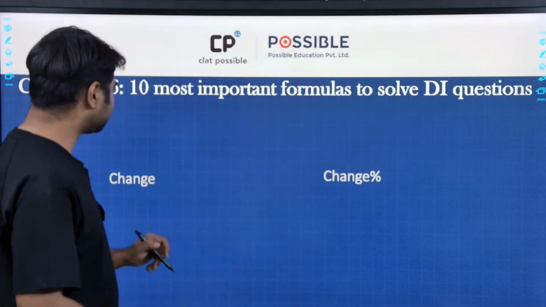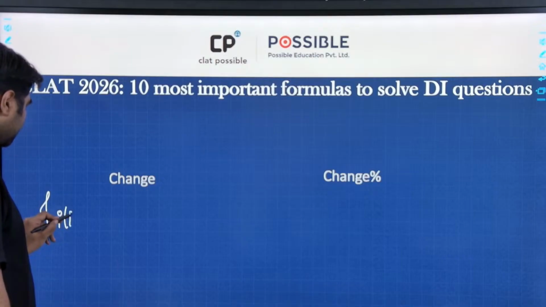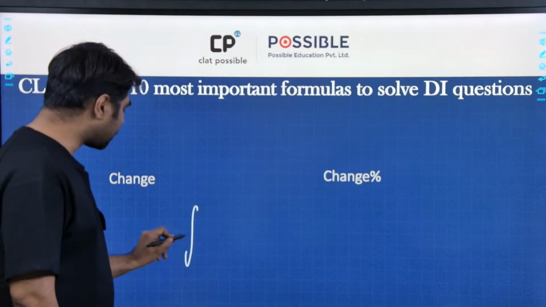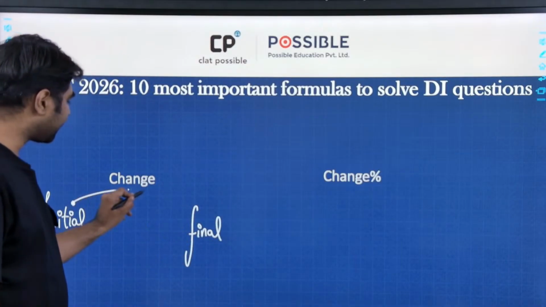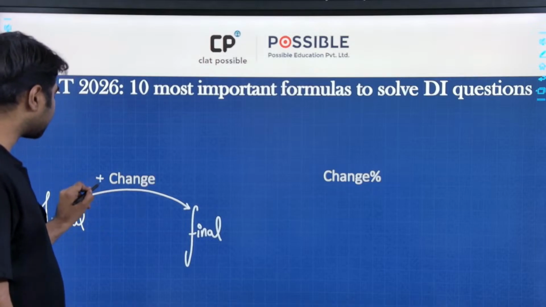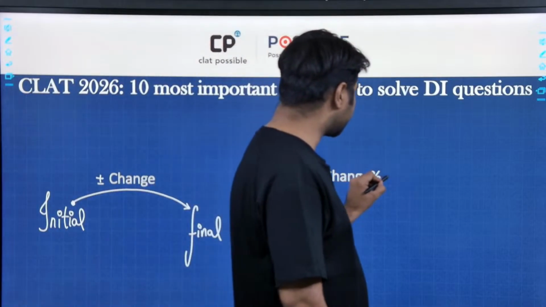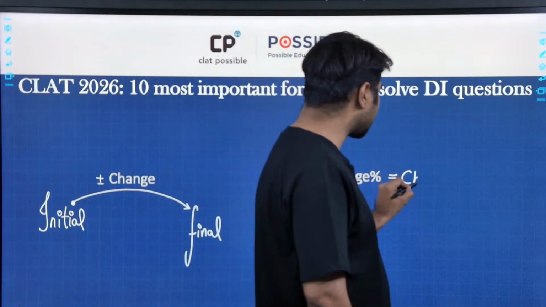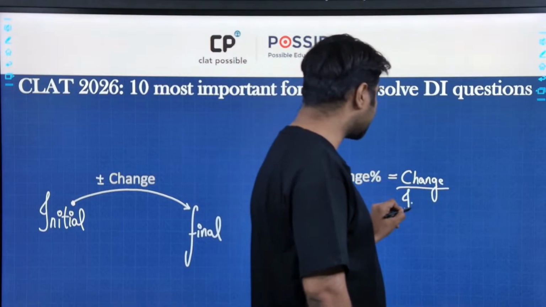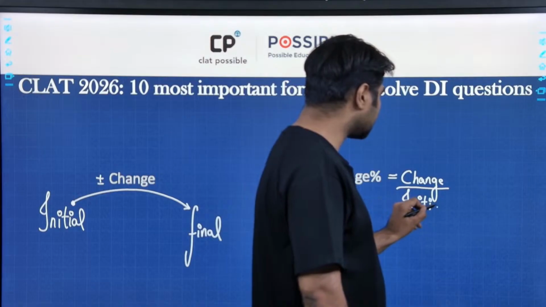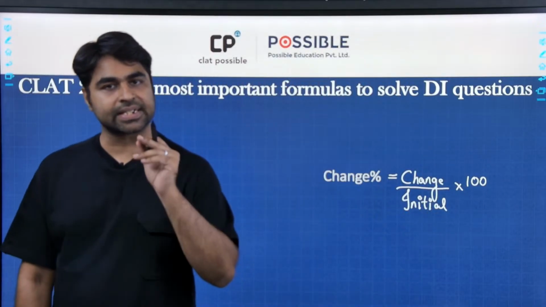Okay, so from wherever you will start, that is called your initial value. Wherever you end, that is called the final value. From the initial till the final, if you add or subtract something to it, that is what we call the change. Okay, and what is change percentage? It is the change that happens with respect to the initial into 100. Okay? That is what we call change percentage as a concept.